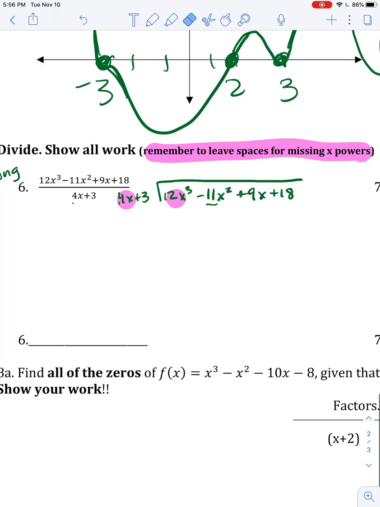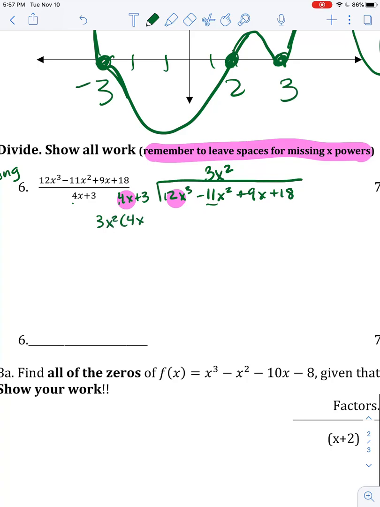No, that's wrong because I copied my own work wrong. Sorry about that. I can't even read my own handwriting. What I meant to say is I have 12x to the 3rd divided out by 4x. This will turn into a 3. This will turn into a 2. So my first term is going to be 3x squared up there.